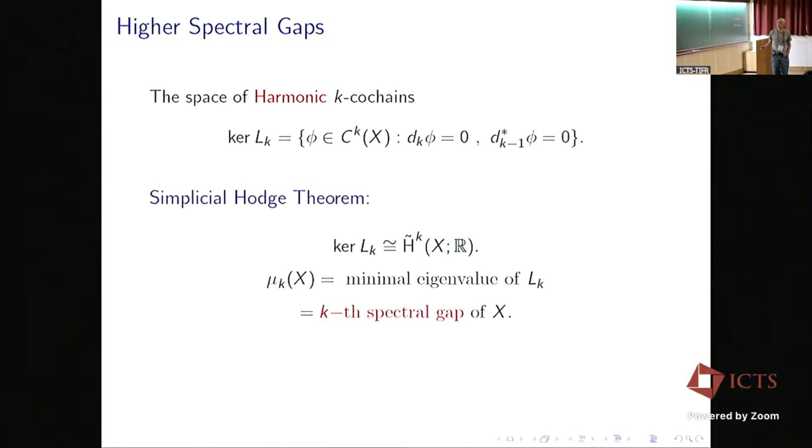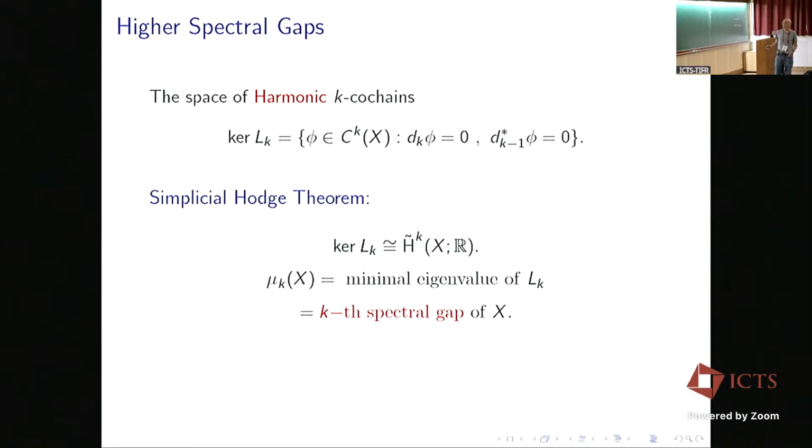The kernel of this Lk are all k cochains such that both dk phi and dk minus 1 star phi are 0. So in both directions, we get 0. And the simplicial Hodge theorem, or the baby Hodge theorem, says that the kernel of Lk is isomorphic to the k homology with real coefficients. In our context, this is just very simple linear algebra. In the continuous context, this needs quite a bit of analytical work, and is certainly non-trivial. It's called the Hodge theorem, of course.